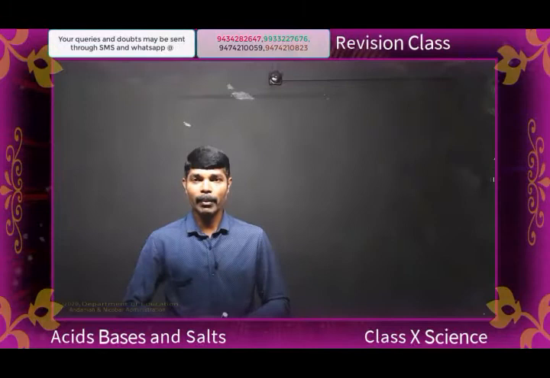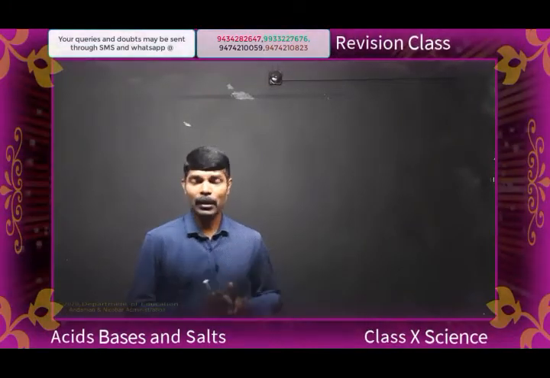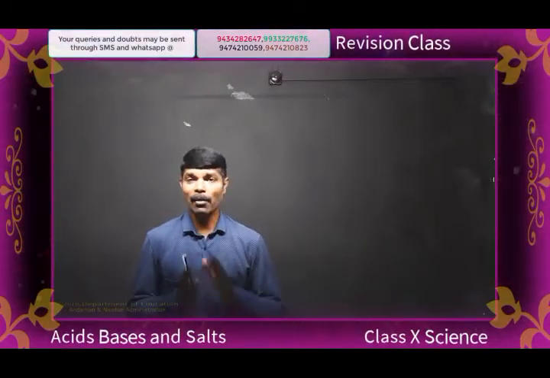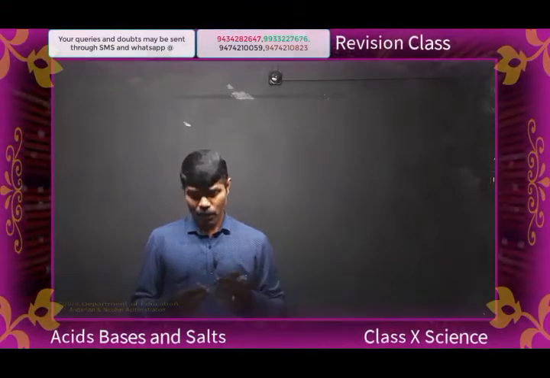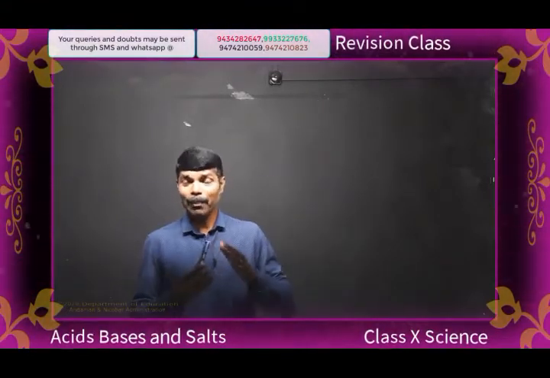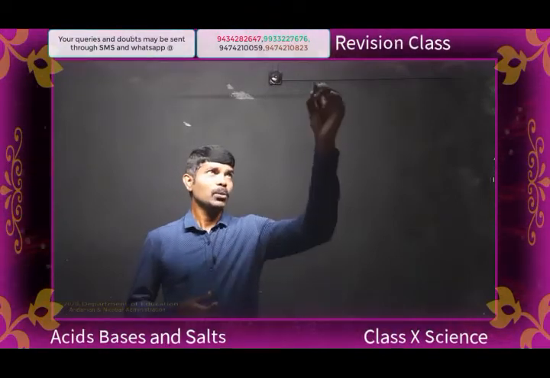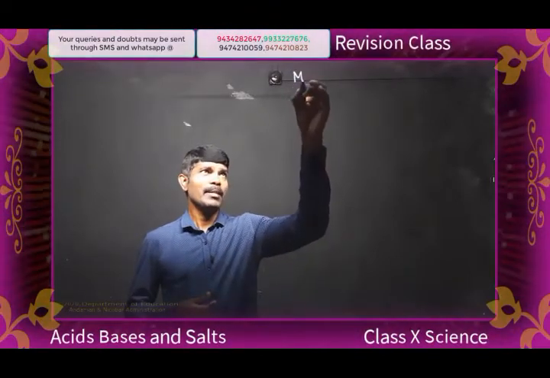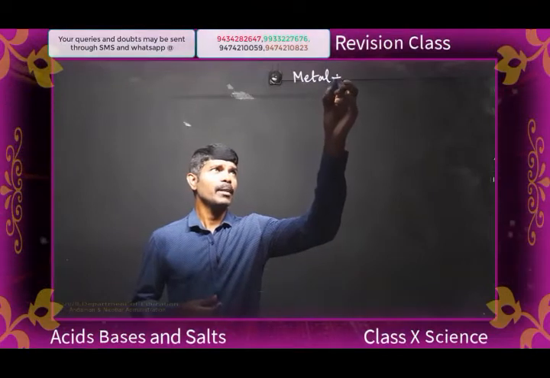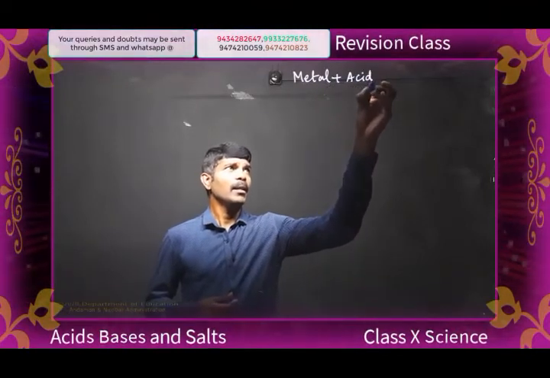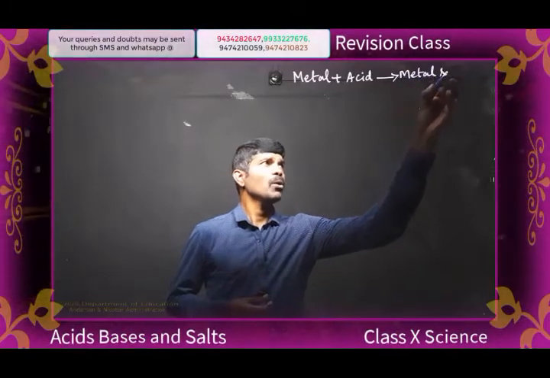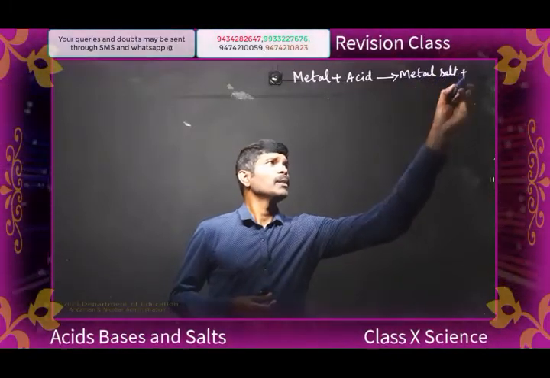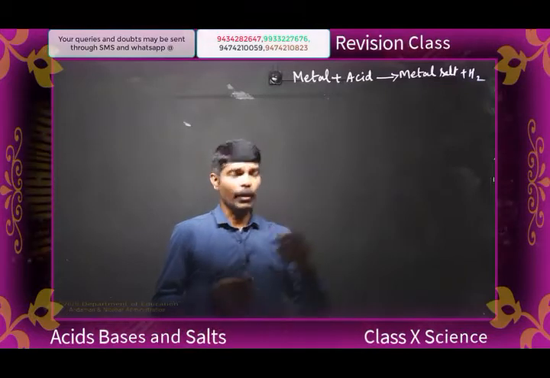Let us understand the chemical properties. As far as this chapter is concerned, two chemical properties are very important. The first chemical property is what happens when acids and bases react with metal. So a general reaction we can see here: when metal reacts with any acid, then we will get the corresponding metal salt plus hydrogen gas is evolved, right?